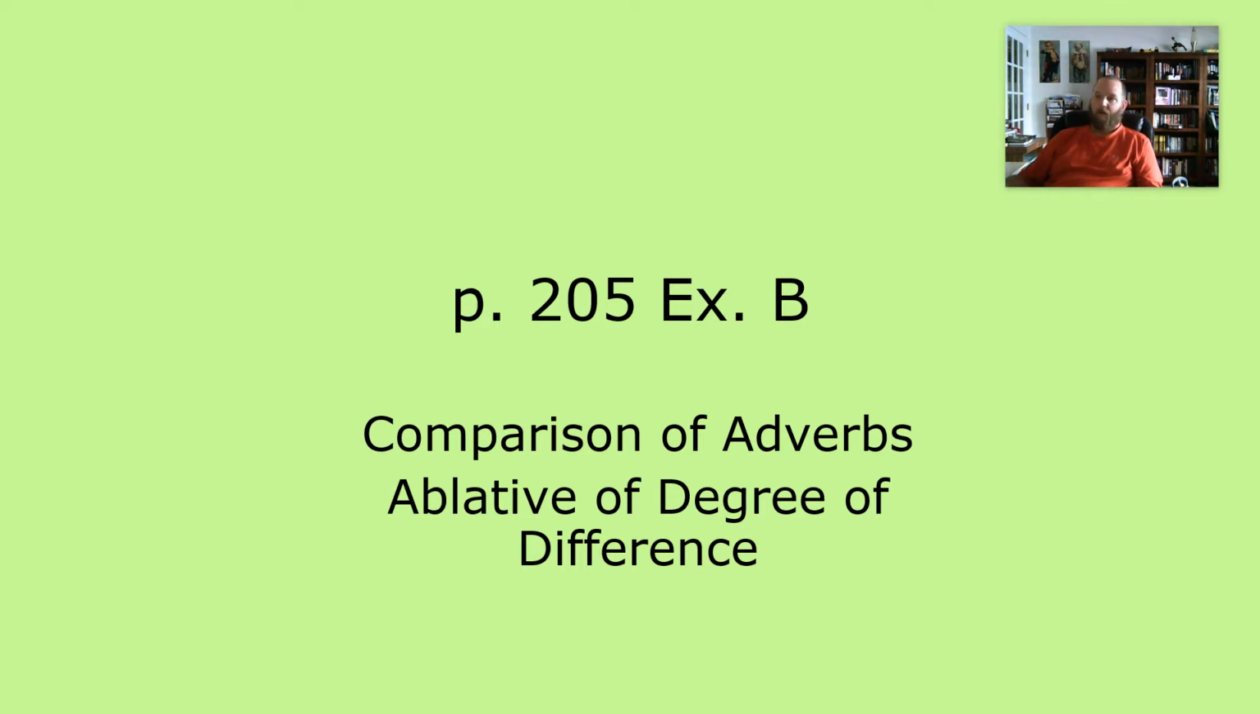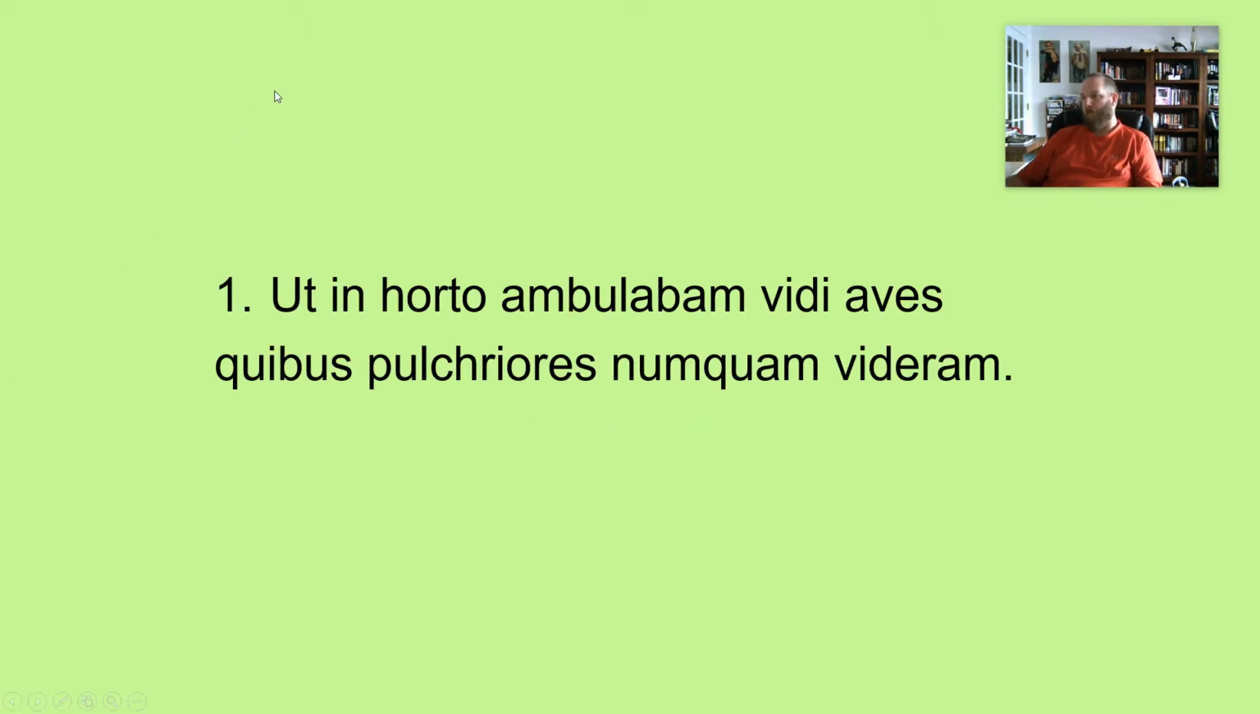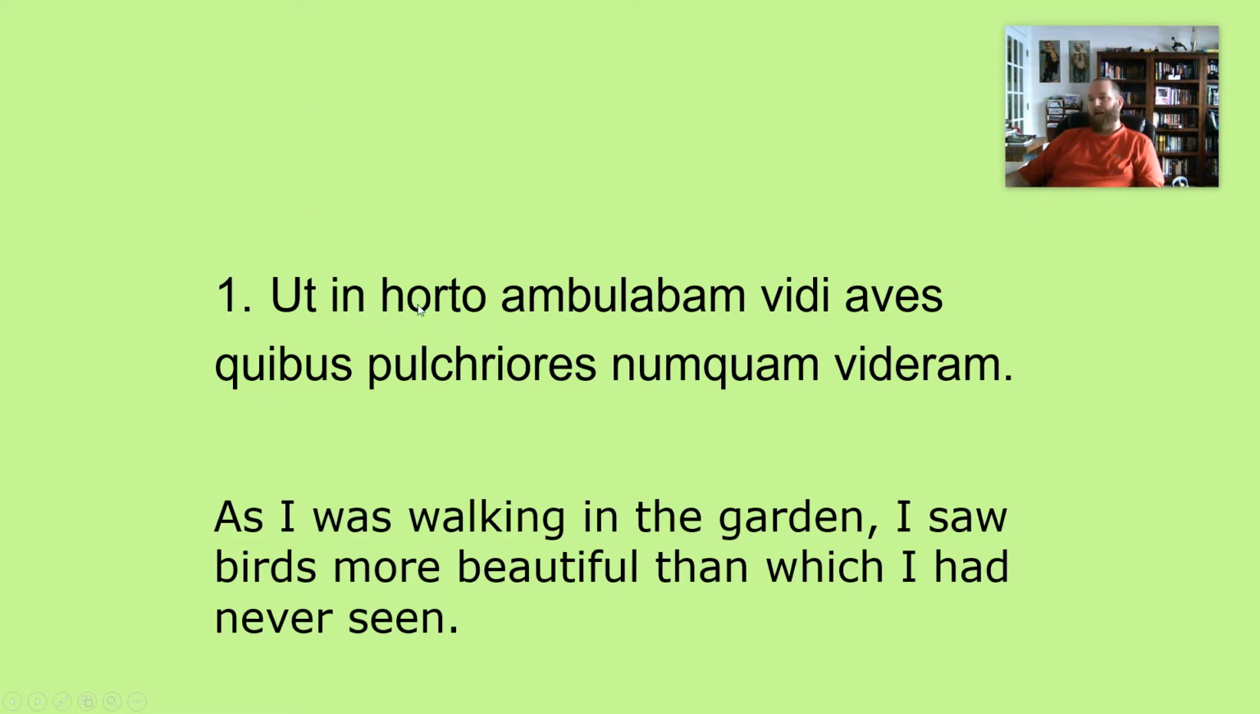Okay, so let's look at the first one here. Ut in horto ambulabam vidi aves, quibus pulchriores numquam videram. Now this very first one here is just a little bit weird to phrase. I was thinking of the perfect way to phrase it myself, but the first part is a temporal clause because ut means as or when. So I said, as I was walking in the garden, and then here's your main verb. This is your temporal clause. I saw birds, and this is comparative, pulchriores. So the birds, I saw birds more beautiful than which I had never seen. Okay, just the phrasing is a little bit tricky on that one.